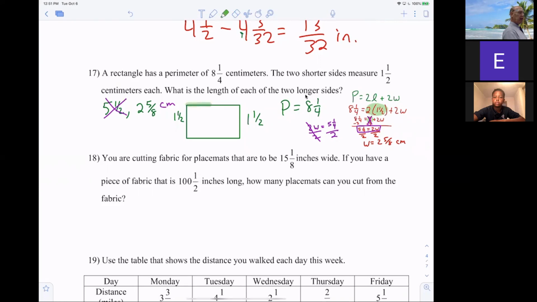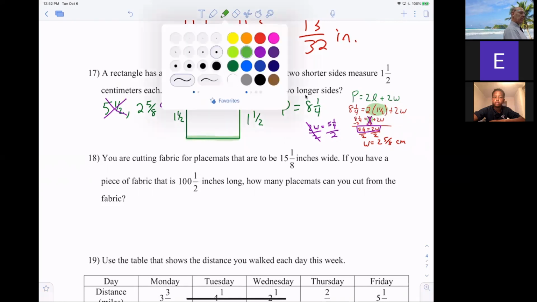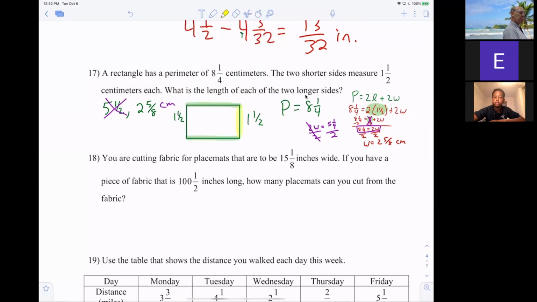This side right here and this side are both the same. That's why there are 2 of them. Then the other side over here, this guy right here and this guy right here, there's 2 of those. Does that make sense now? And we call one of them length and one of them width. Does it matter which one is which? Makes no difference. Okay? You good?